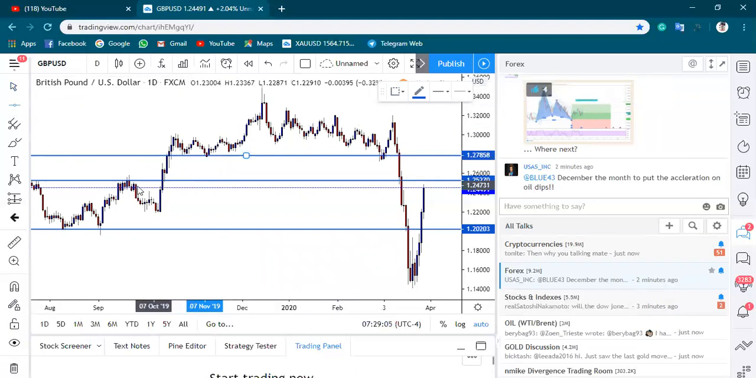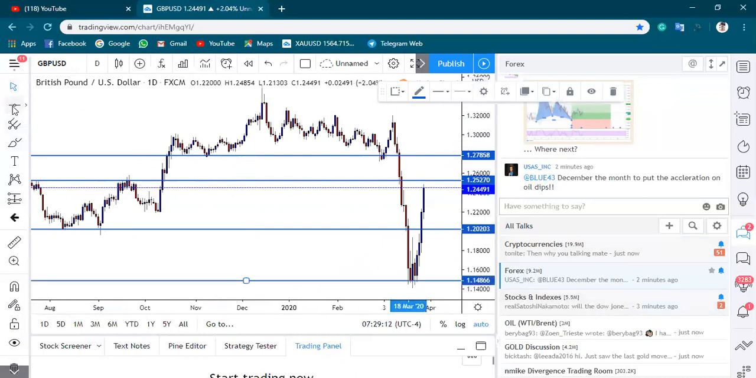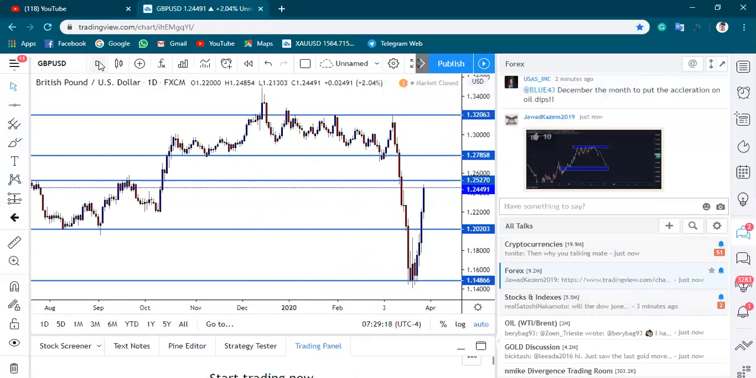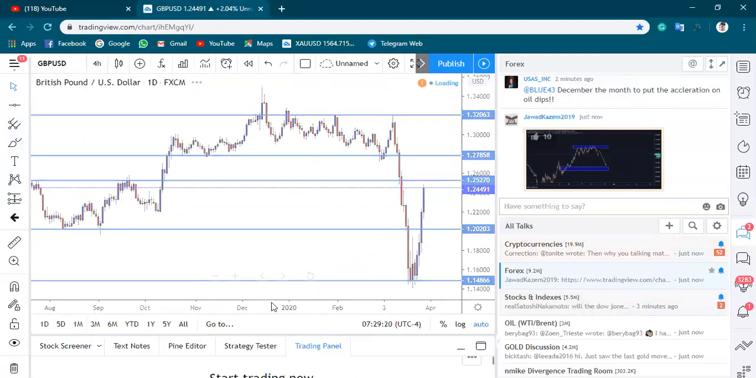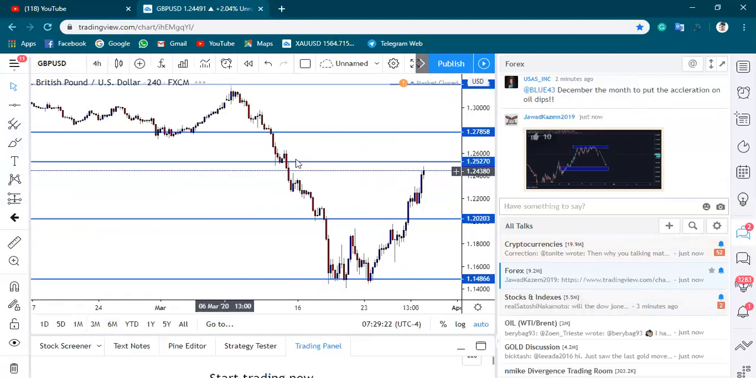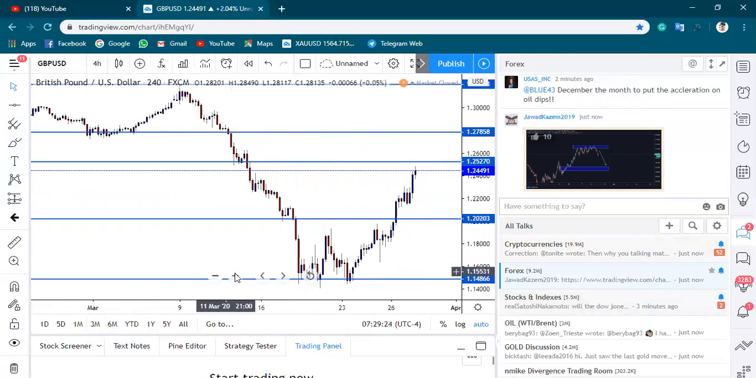Like this, you draw your levels one, two, one, two. This was the low, and right now this can be the next one out there. Okay. So basically, now after drawing the levels, go to the 4 hour, and now you zoom in.